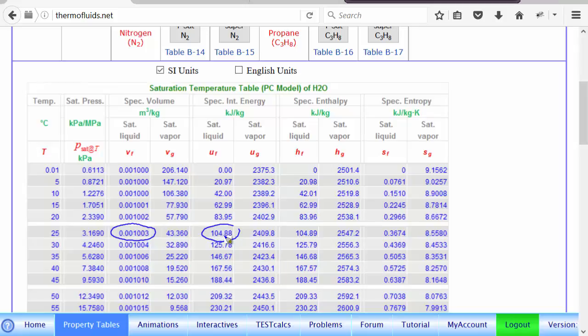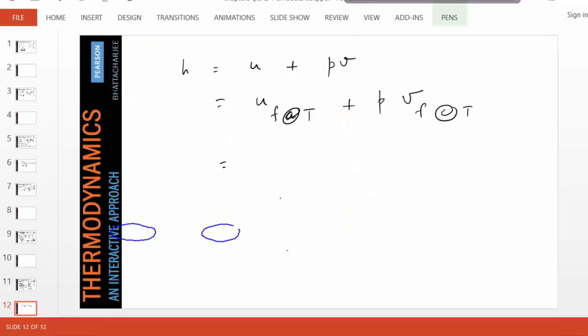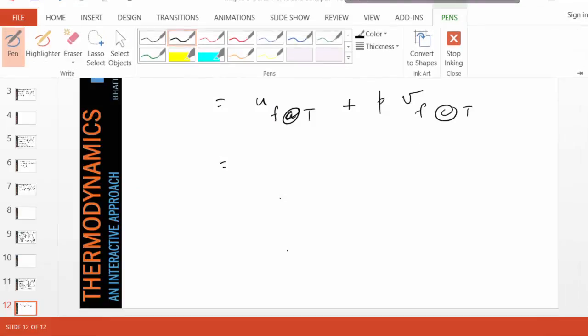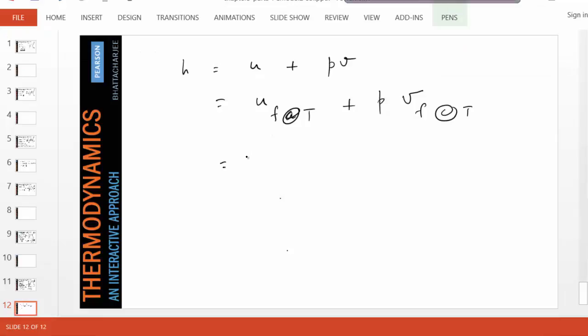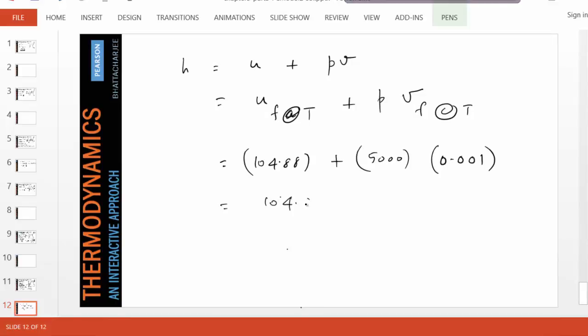So if we bring this value back to our calculation, what we get is Uf is 104.88, and pressure is 5,000, and Vf is 0.001. So essentially it's 104.88 plus 5,000 times this, which is just 5, so 109.88 kilojoule per kg.